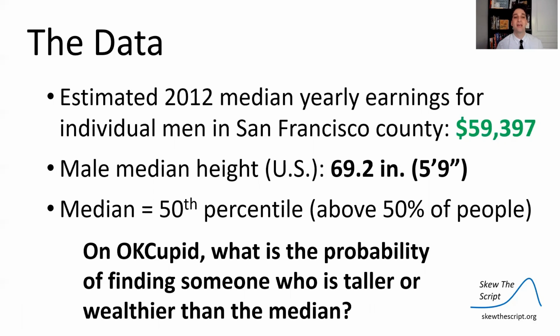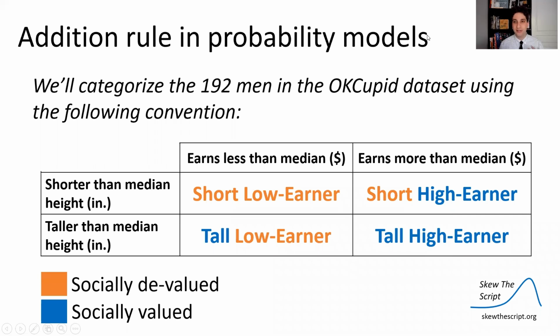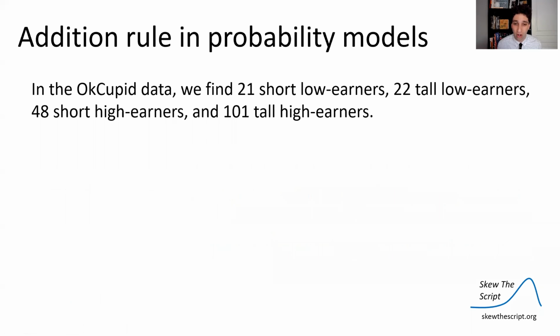So on OkCupid, not in the general population, but on OkCupid specifically, what is the probability of finding someone who is taller or wealthier than the median? So I took the data and I categorized it in this way. For the profiles that reported that they earned less than median income, I recorded them as a low earner. For those who reported that they earned more, it was a high earner. For those who said they were shorter than the median height, I said short. For those who reported they were taller than the median height, I reported them as tall.